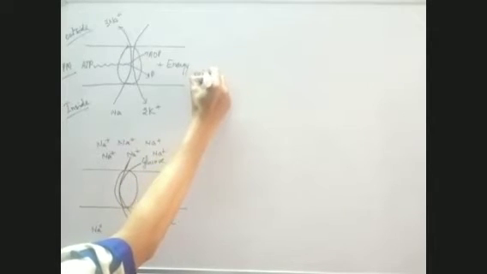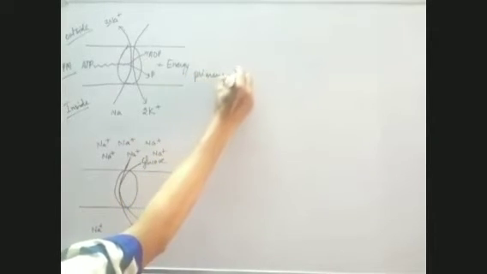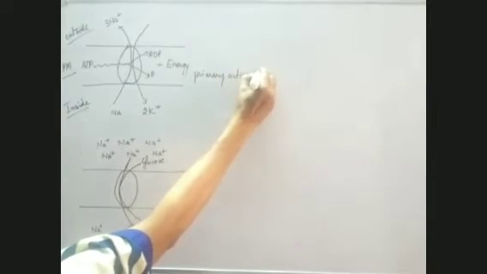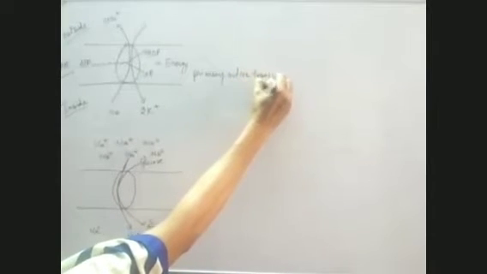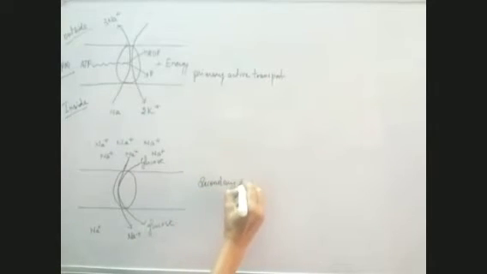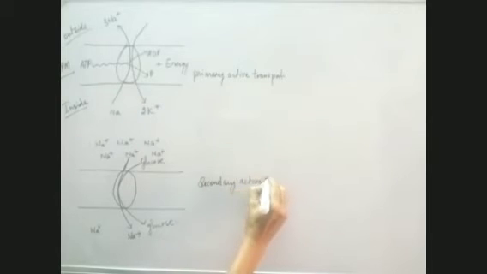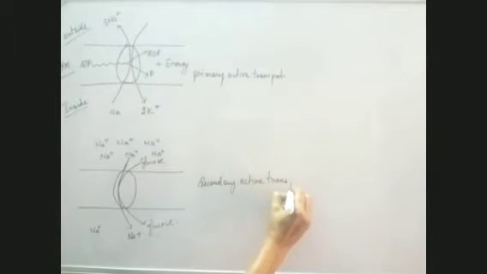Primary active transport. And this is known as secondary active transport. So one is primary active transport and the second is secondary active transport.